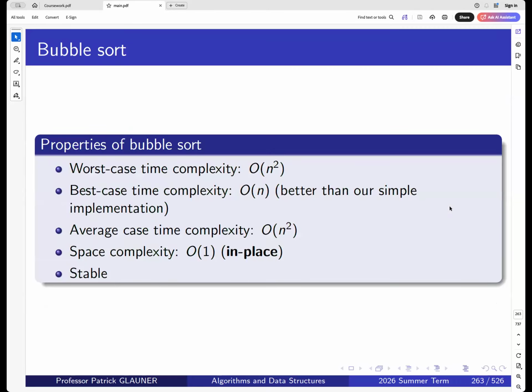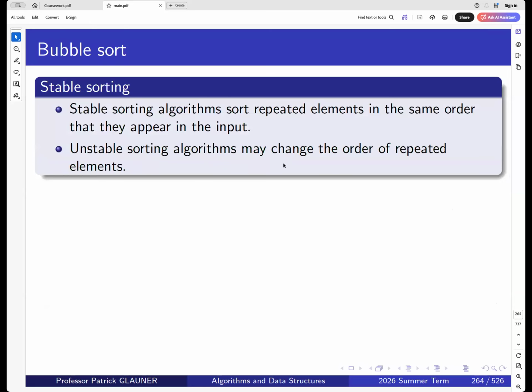That's the idea of stable sorting algorithms. So stable sorting algorithms would sort repeated elements in the same order as they appear in the input. And the bubble sort we implemented is certainly stable because it only compares left to right and only flips them if the right one is greater than the left one. So bubble sort is stable, but other sorting algorithms are unstable.